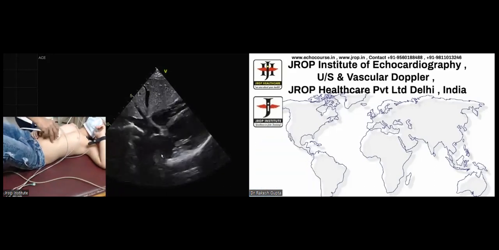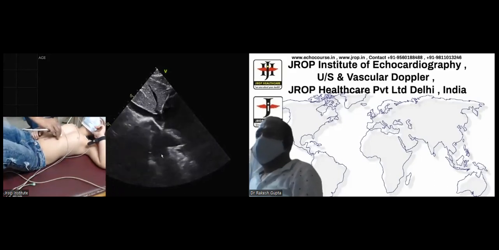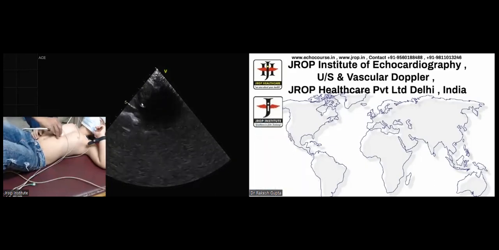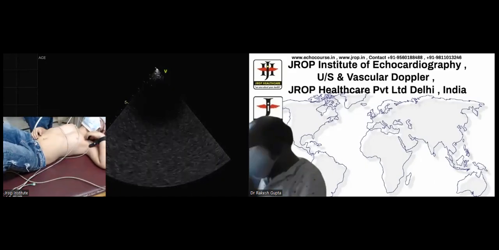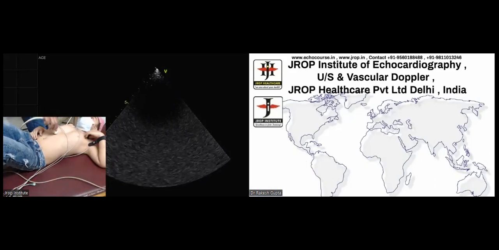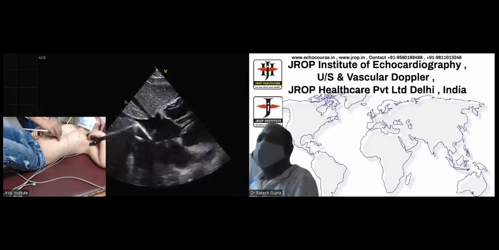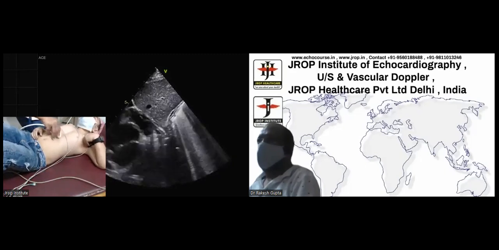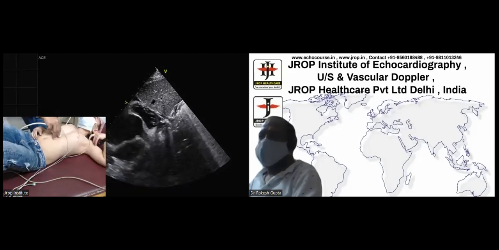I'm back to the subcostal window. In this subcostal window, this is my IVC and hepatic veins. These are my hepatic veins. These are all my hepatic veins. And if I do this, it is a counterclockwise rotation. If I want to do my clockwise rotation, look what exactly happened. I'm able to open up the whole of my interatrial septum.